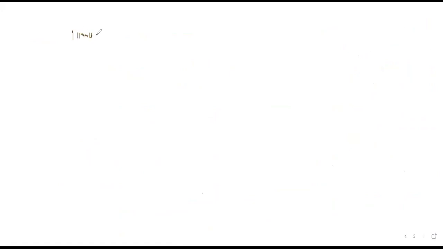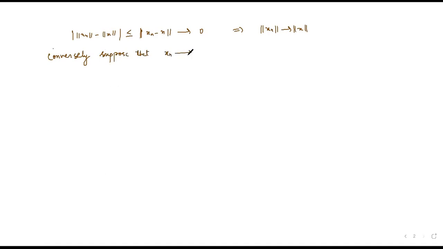Of course ये भी automatically also ये तो है ही कि norm of Xn minus norm of X in mod is less than equal to, this is just a triangle inequality, norm of Xn minus X, so this goes to 0, implies that norm of Xn converges to norm of X. दोनों चीजें एक साइड ऑब्वियस, अब दूसरा थोड़ा एक्चुअली हमें प्रूव करना है. Conversely suppose that Xn converges weakly to X and norm of Xn converges to norm of X as n approaches infinity.